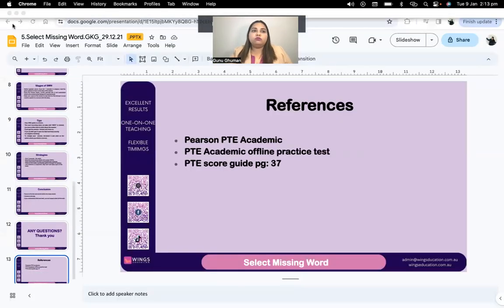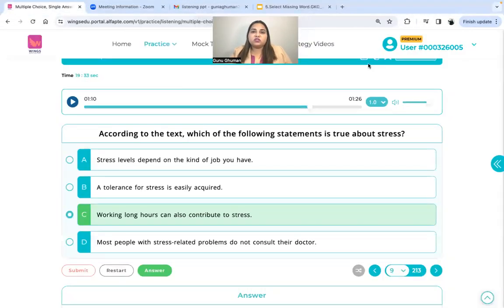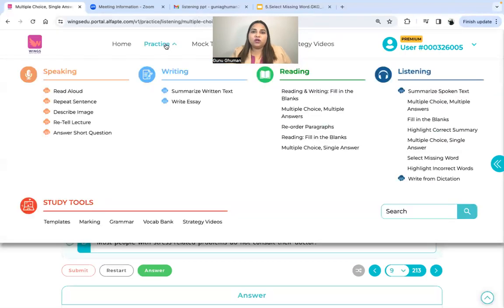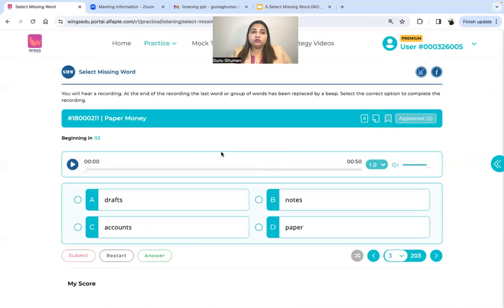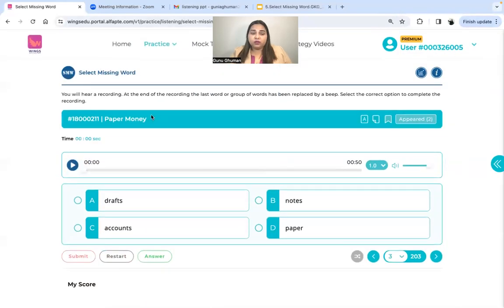That should be all for this exercise called Select Missing Words. It's the 6th question type of your listening. An important exercise. Let's try this question. The question's topic is paper money.